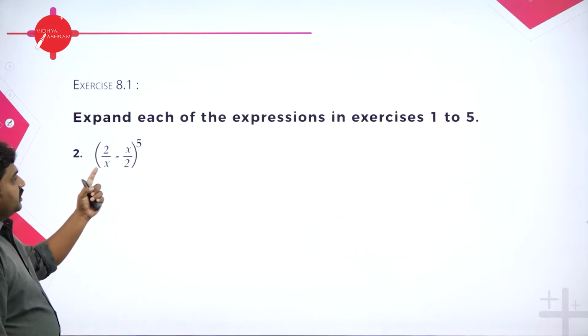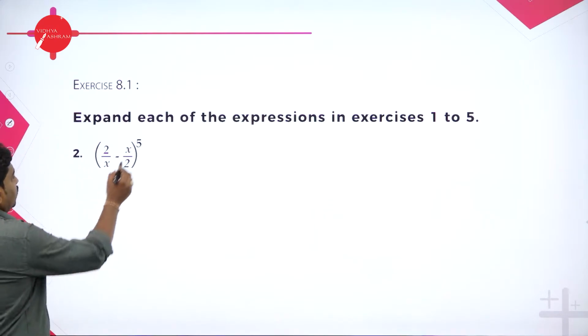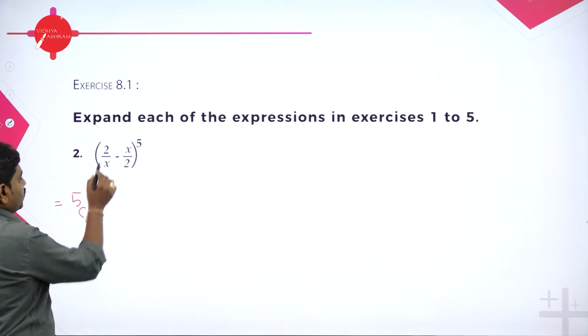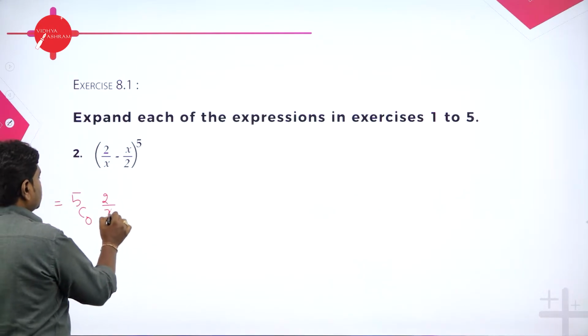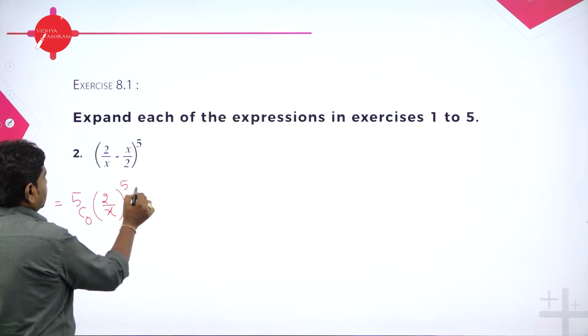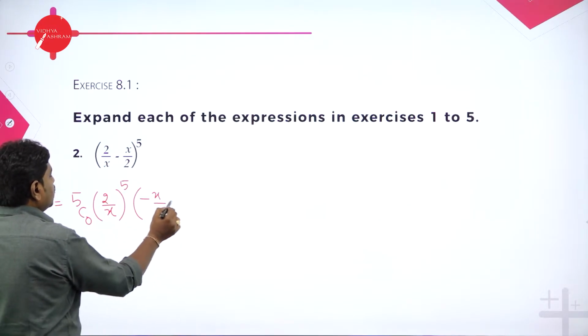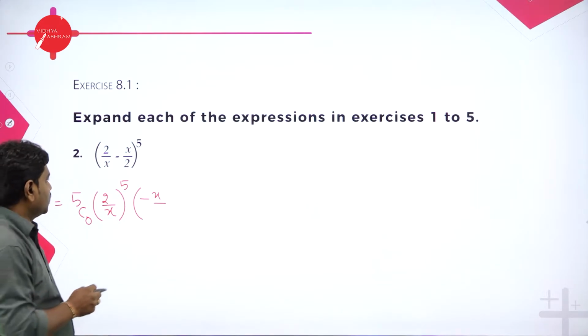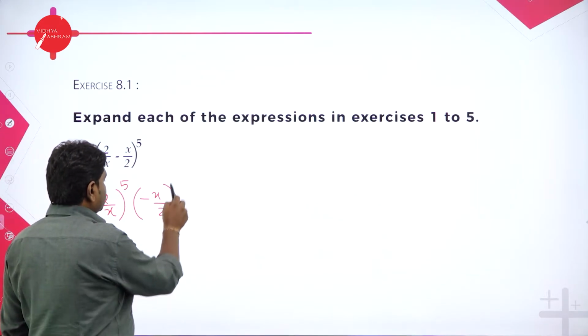Now expand this using binomial theorem. What is n? 5. So the answer starts with 5c0. First term is 2 by x power 5. Second term is minus x by 2. Whenever you have minus, you can write plus minus alternates. Minus x by 2 power 0.